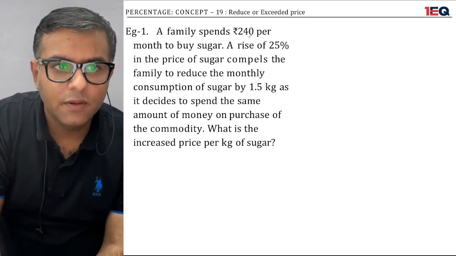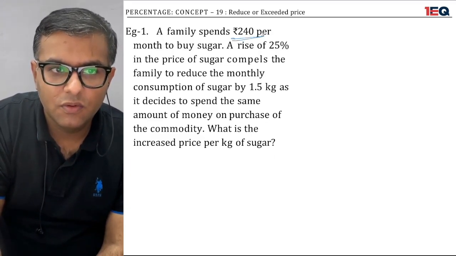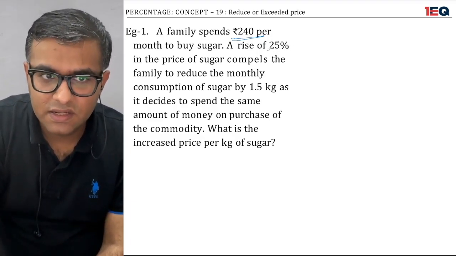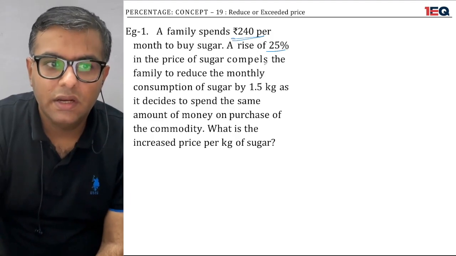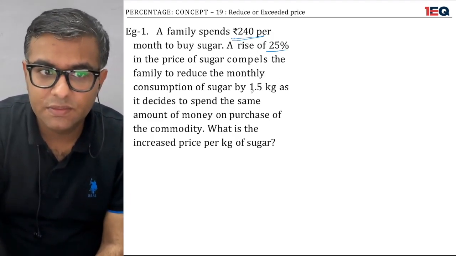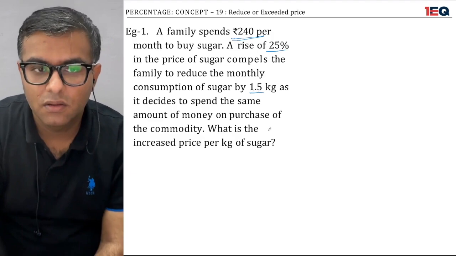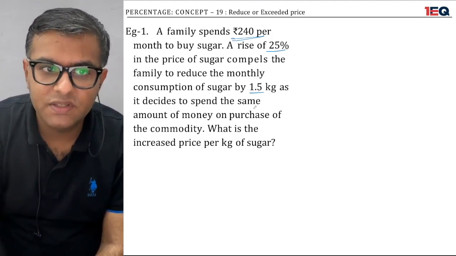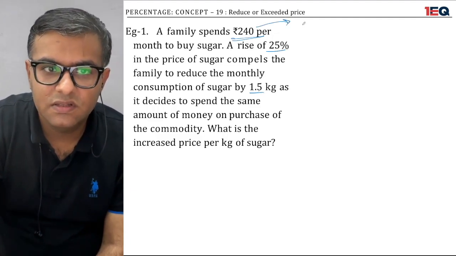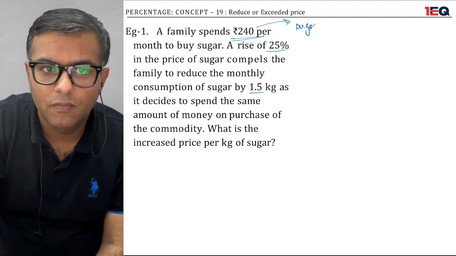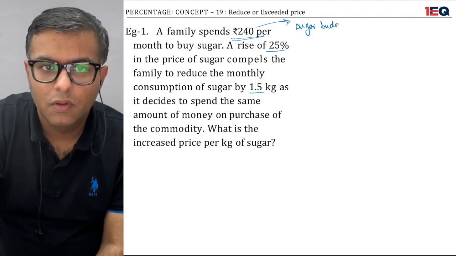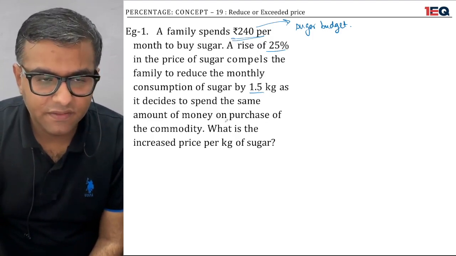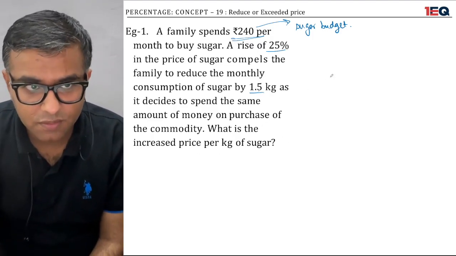Moving down to another point. The family spends 240 rupees per month to buy sugar. There is a rise of 25% in the price of the sugar, and this compels the family to reduce the monthly consumption of sugar by 1.5 kgs, as it decides to spend the same amount of money on the commodity. So 240 rupees is the sugar budget. It is the same sugar budget. Monthly consumption is 1.5 kgs less. What is the increased price of sugar per kg?